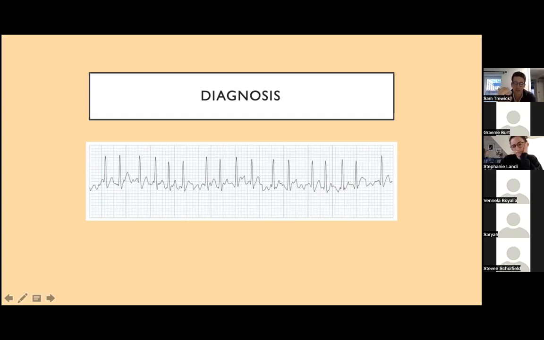So we've got options for 24 hours, 48 hours, 7-day monitoring. Or if it's even less frequent than that, we can also insert a device under the skin called a loop recorder. And if they develop symptoms, that can detect the rhythm when they're having symptoms. So there are multiple ways that we can record and see if they're having symptoms. And it's all about symptoms and then the rhythm that we pick up. And that's the way that we clinch the diagnosis.